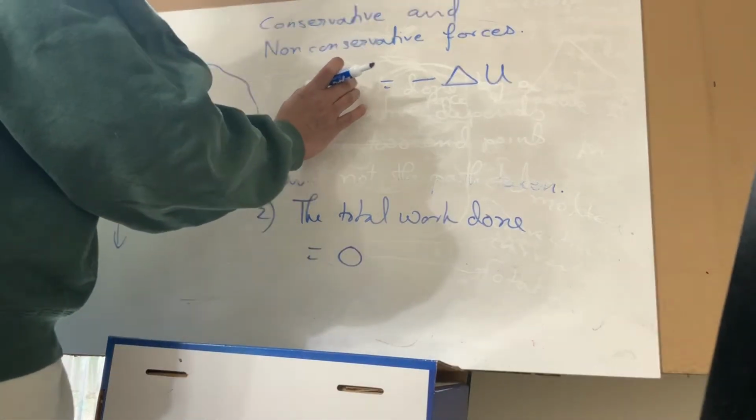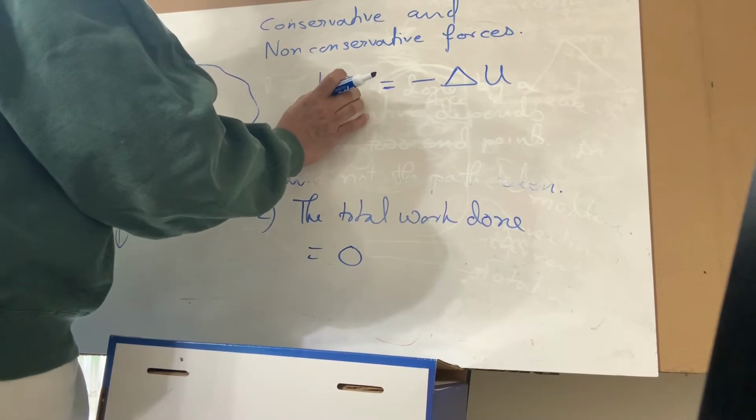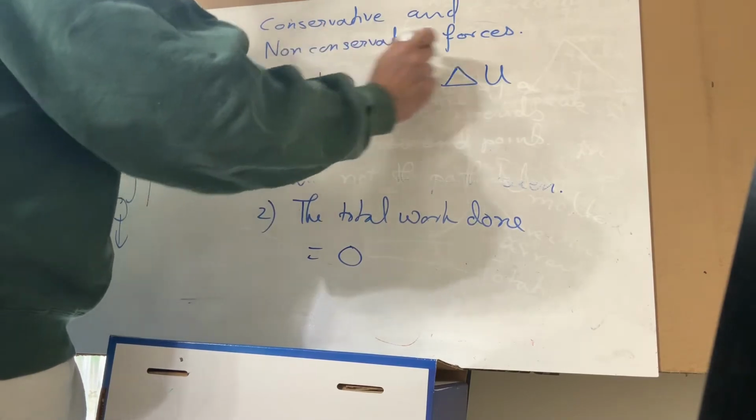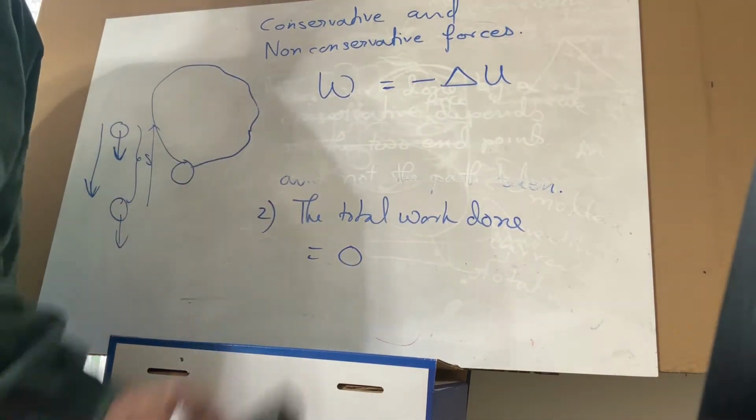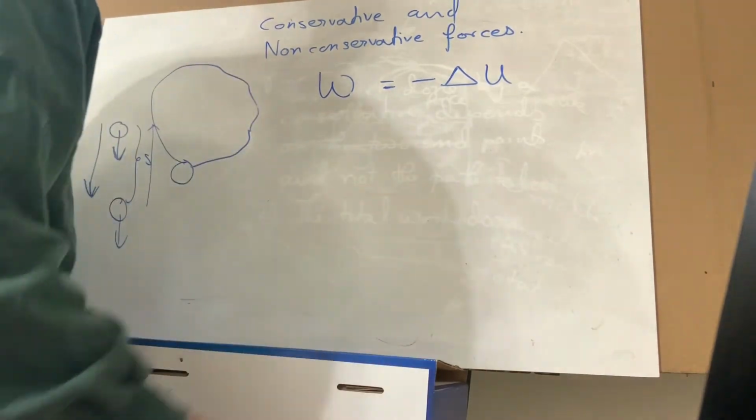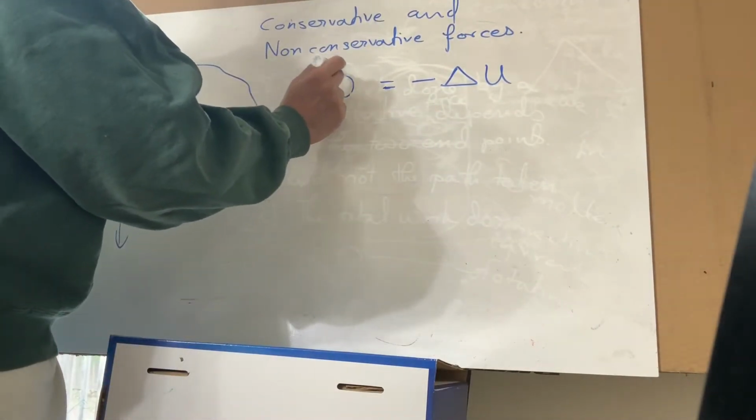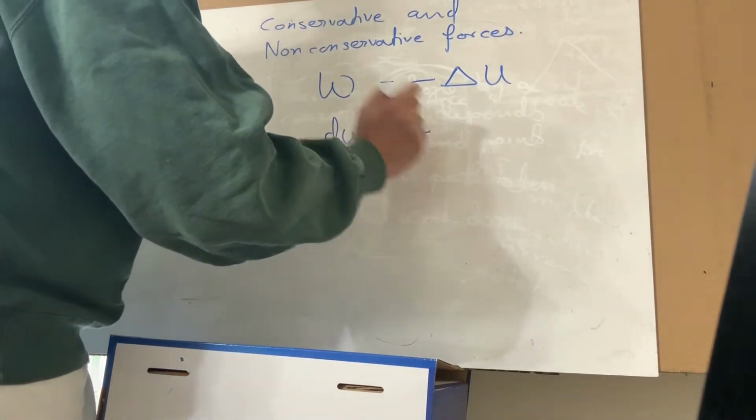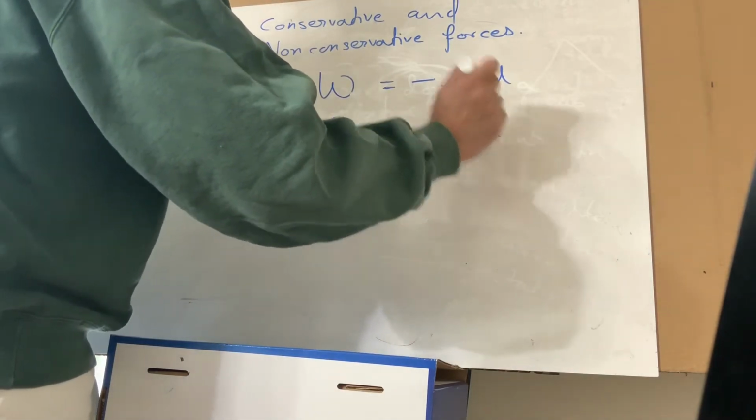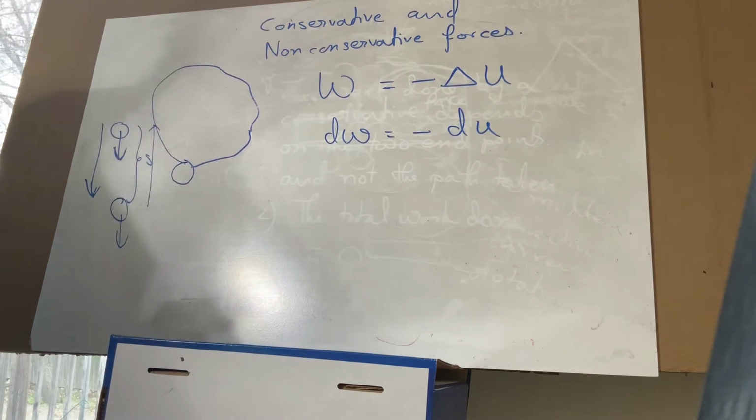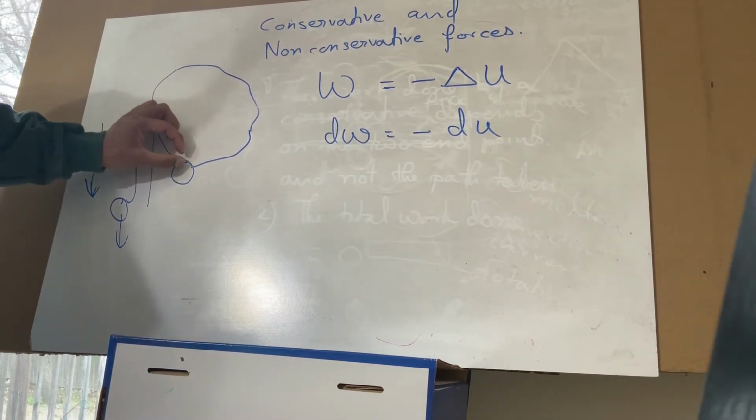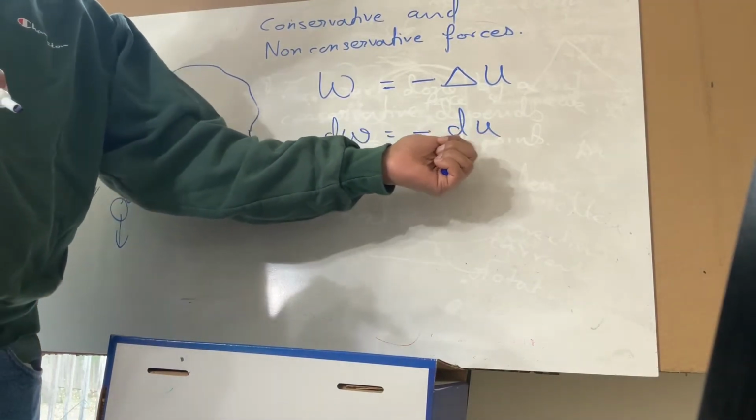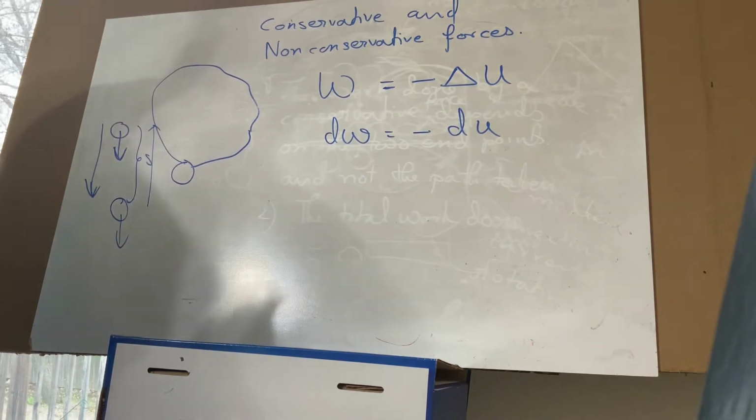So we have this formula, the work done by any conservative force can be written in this manner. For a small amount of work done, which I'll call dW, the small work done is equal to minus the small change in potential energy. So you move the object a small distance, and the small work done is equal to minus a small change in potential energy.